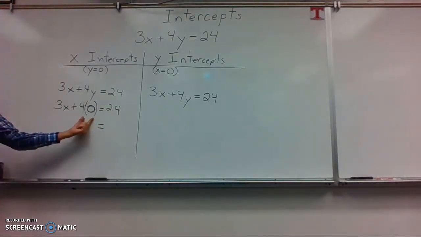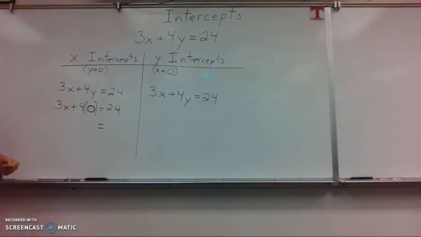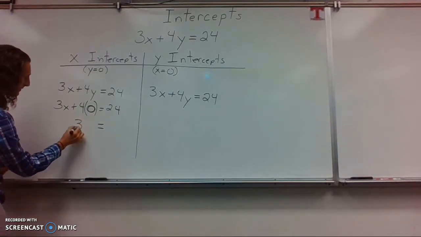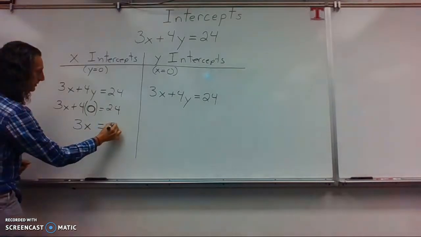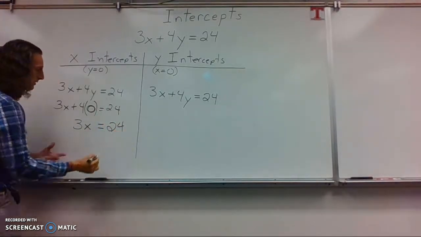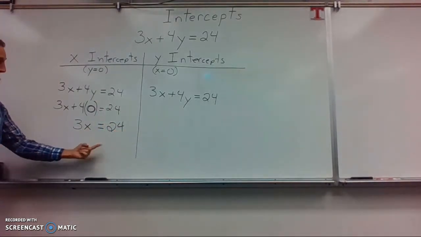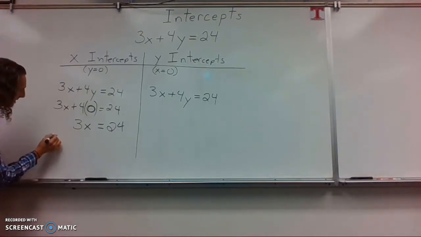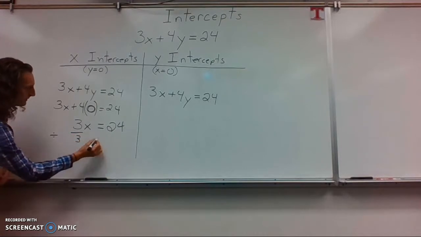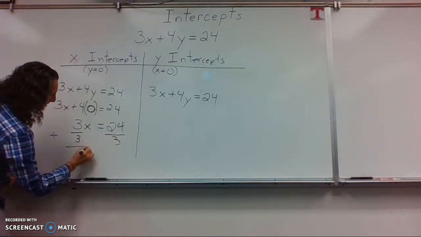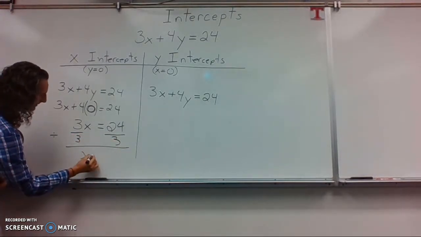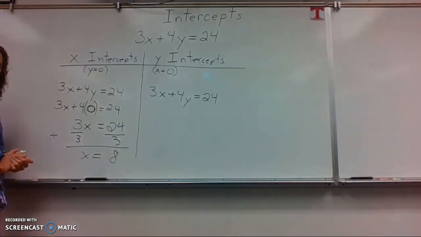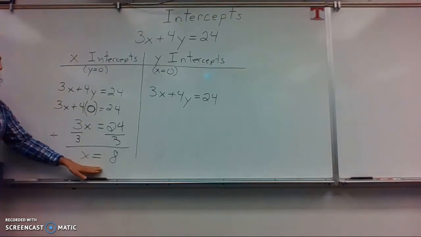Well, anything multiplied by 0 is 0. So all I have is this 3x equals 24. Do a little bit of simple math. Divide by 3. Divide by 3. And x equals 8. Okay, so let's look at that.